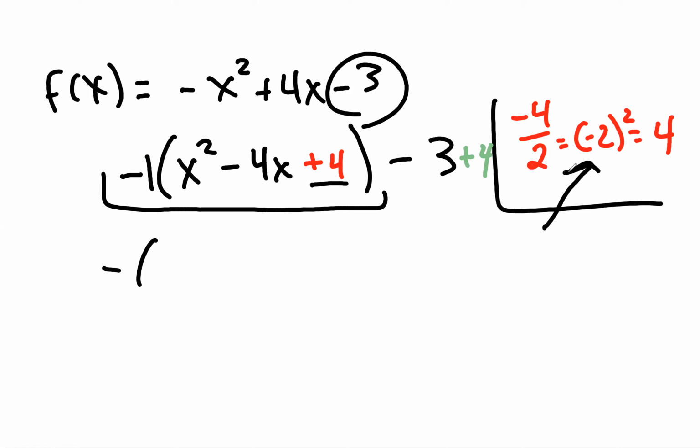I look over here. I have a -2 in parentheses and being squared. X is the variable they give me. Here's my -2. It's in parentheses. It's being squared. So the completing of the square is done.